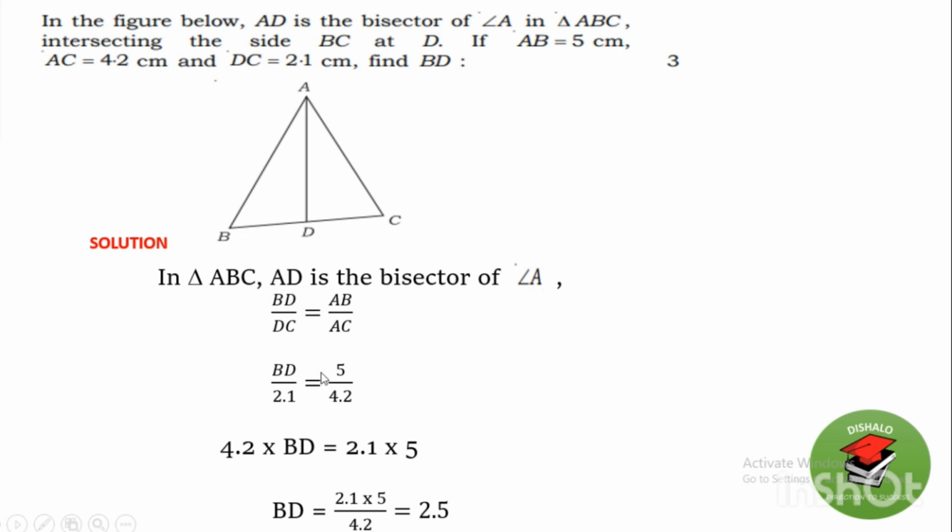So BD we have to find out. AB is given as 5, DC is given as 2.1, AC is given as 4.2. When you cross multiply, 4.2 into BD, 2.1 into 5, then BD equals 2.1 into 5 divided by 4.2. When it comes this side, 4.2 becomes divided by 4.2. When you calculate it, you get 2.5 centimeter. Please don't forget to write the unit.